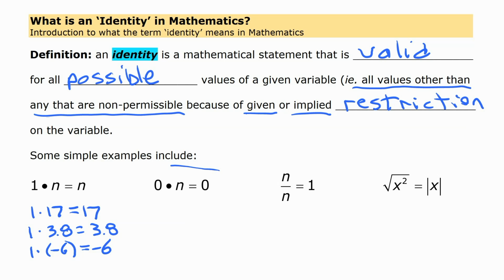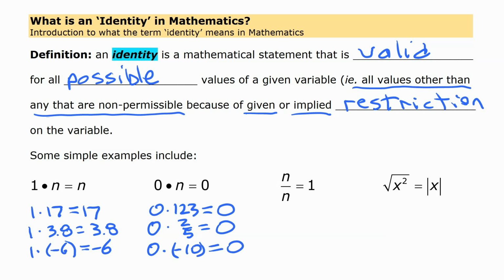Very similar, the second one here, 0 times some number is always going to be equal to 0. So, for example, 0 times 123 is always going to be equal to 0. 0 times 2/5, if we want to write it as a fraction, is always equal to 0. Or 0 times negative 10 is equal to 0.